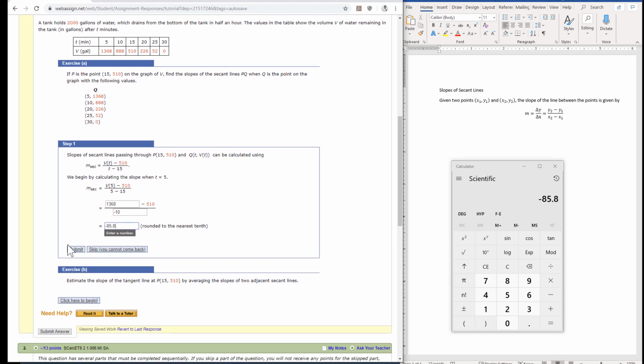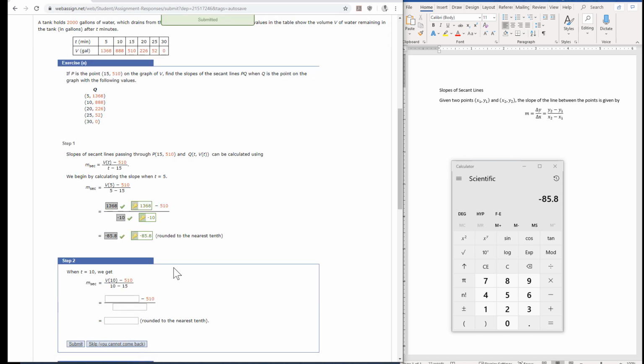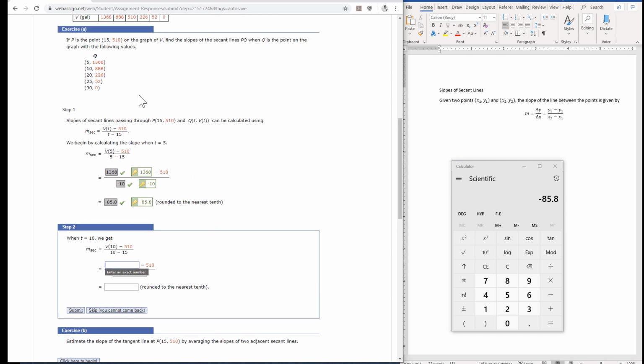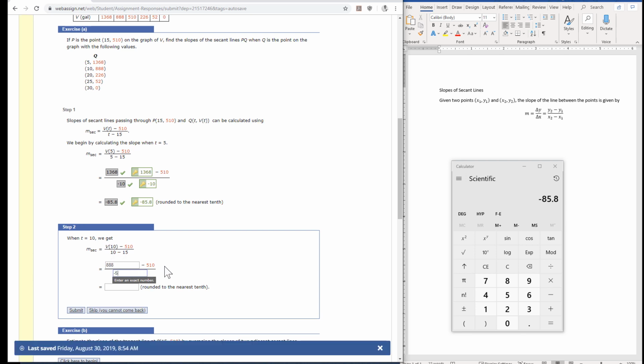So that's our first one. Okay, that looks good. And we'll follow the same process here. We have 888, and this time we have 10 minus 15. So this time it's negative 5.